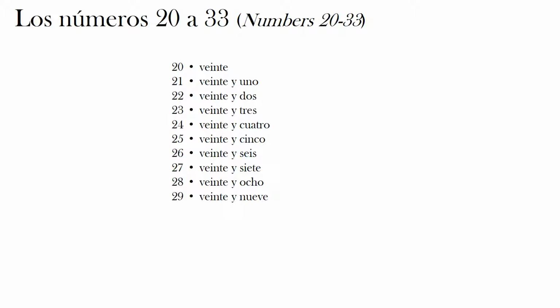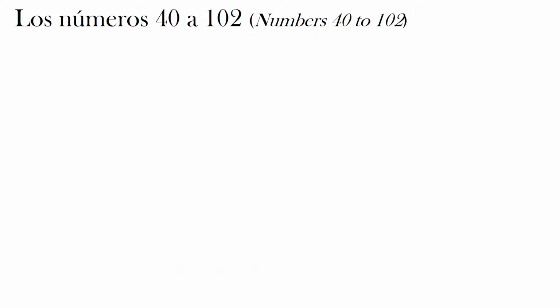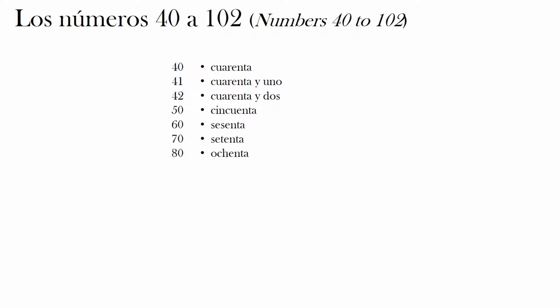22 gets an accent. 23 gets an accent. 26 gets an accent. 30, 31, 32, 33. And then 40 through 100, 40, 41. And then all the other tens numbers follow that pattern. 42, 50, 60, 70, 80, 90.